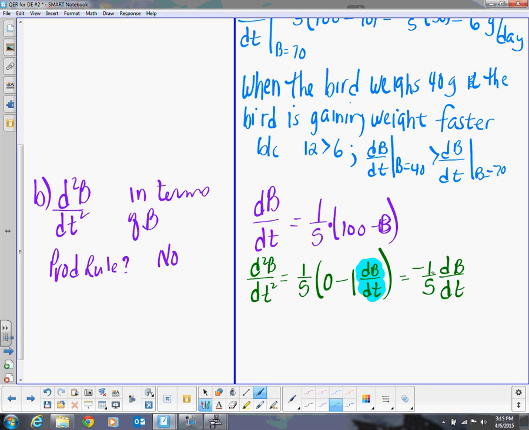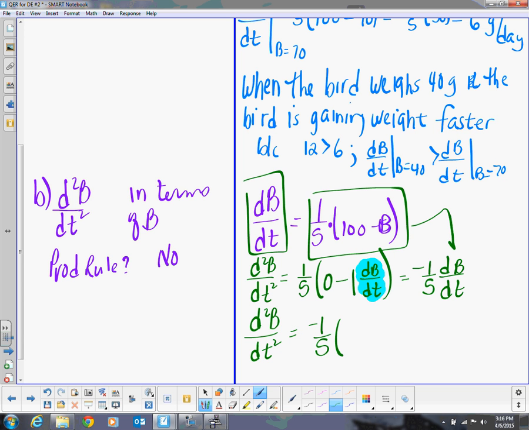Now this is in terms of the first derivative. That is not what they asked us. They asked us to have it in terms of b. So I'm going to have negative 1/5. Do we know what dB over dt is? Yes, we do. So I'm substituting that there. So I have negative 1/5 times 1/5 times 100 minus b, and that would be sufficient. I could make that negative 1 over 25 times 100 minus b. So, have I found the second derivative in terms of b? Yes. And I have gotten 1 point for doing that.